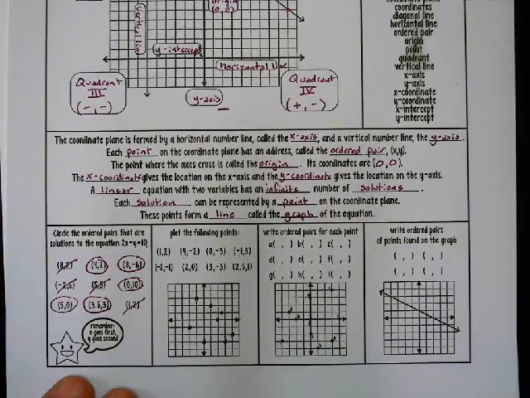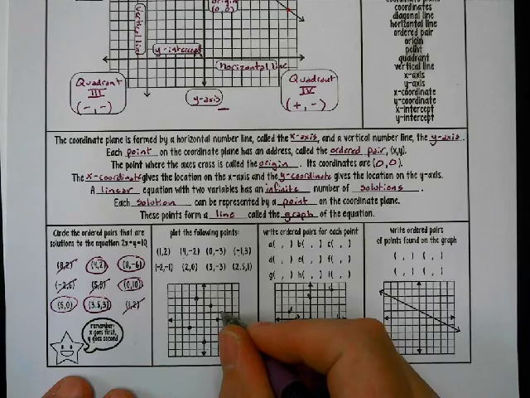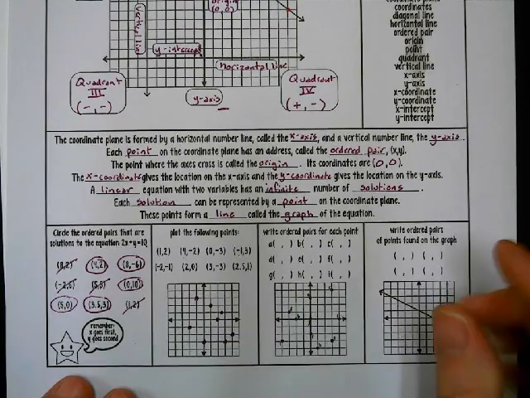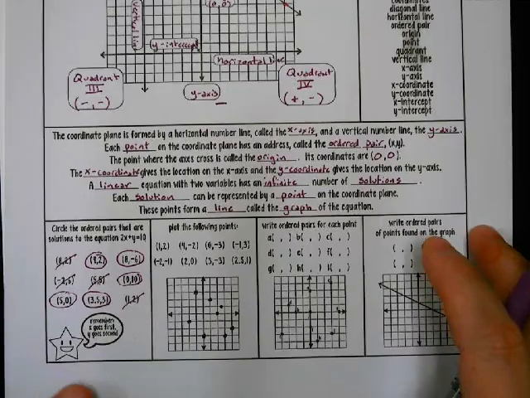That's not a good word for it. I can't think of words right now. Anywho, all right, we're supposed to find all the ordered pairs for each point. Man, that's a lot of them.